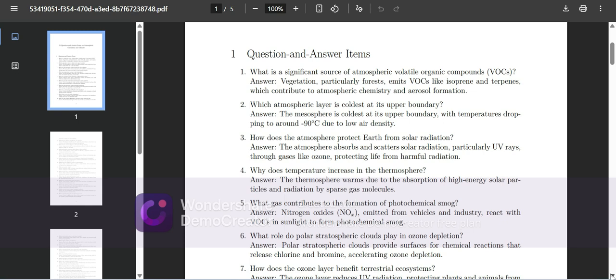What gas contributes to the formation of photochemical smog? Nitrogen oxides, emitted from vehicles and industry, react with volatile organic compounds in sunlight to form photochemical smog.